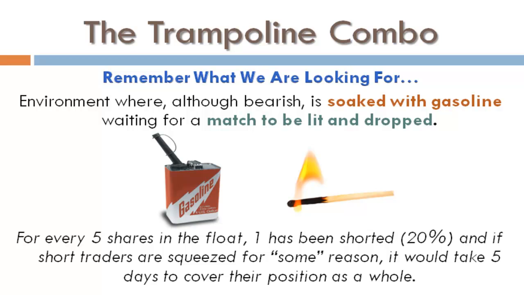So the trampoline combo, remember what we're looking for. We want that bearish environment where it's soaked with gasoline and just waiting for a match to be lit and dropped. So let's think about those two numbers we're looking at. It means that for every 5 shares in the float, one has been shorted. So that's where the 20% comes from. Think about that. Every 5 shares that you see being traded, one of those has been shorted. And believe it or not, there's some stocks where it's as high as 40%. So out of every 5 shares you see traded, 2 of them have been shorted. That may not seem like a lot, but just think about that.